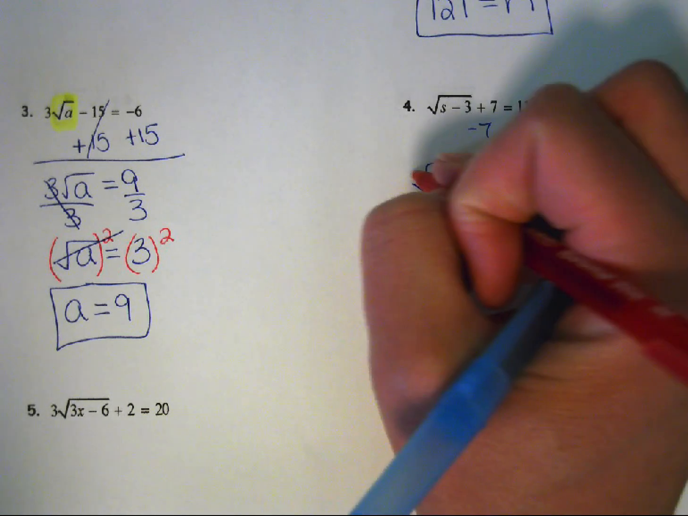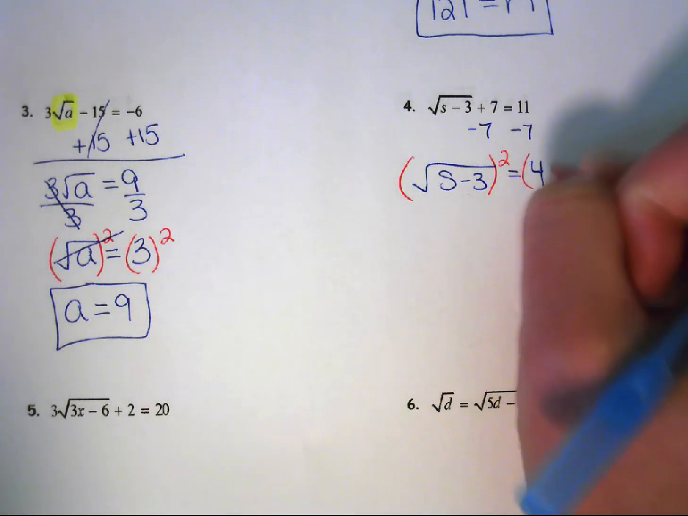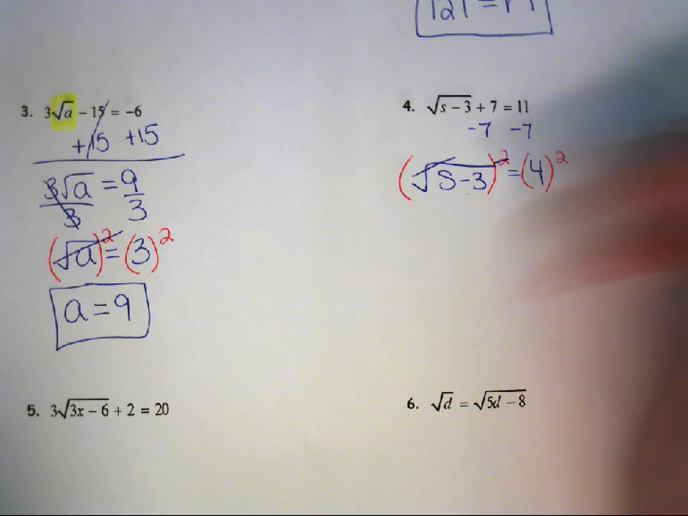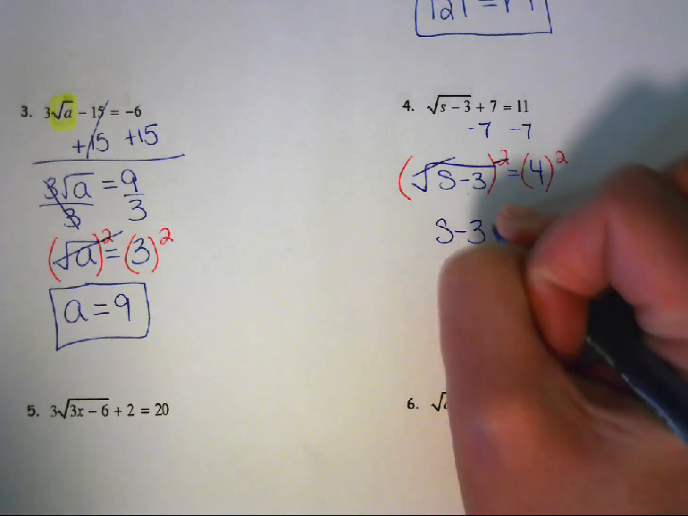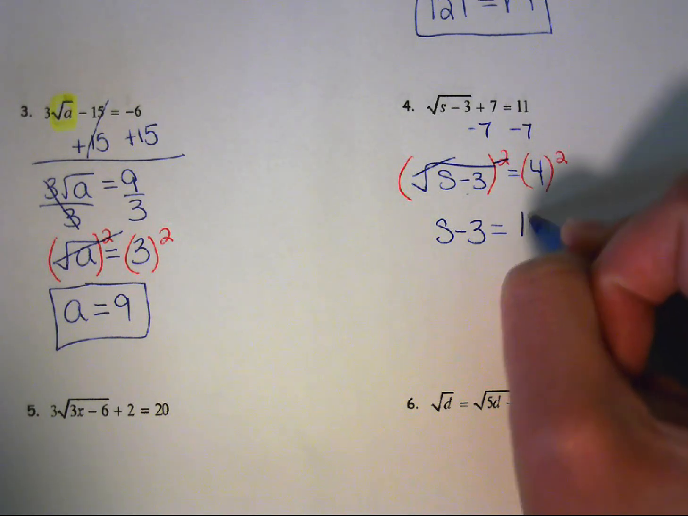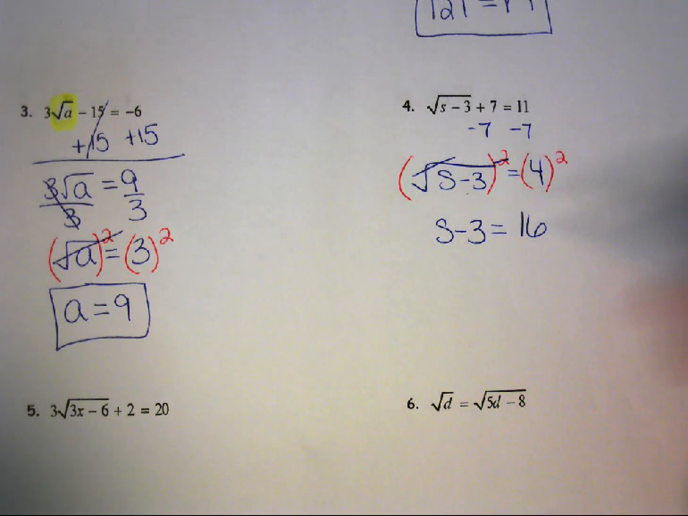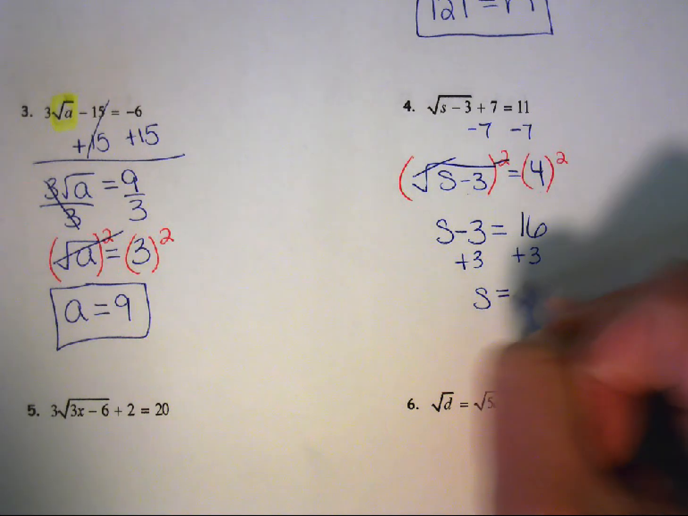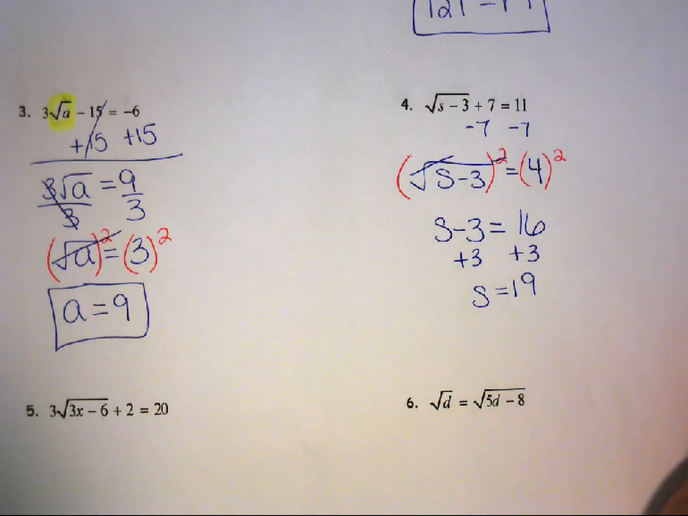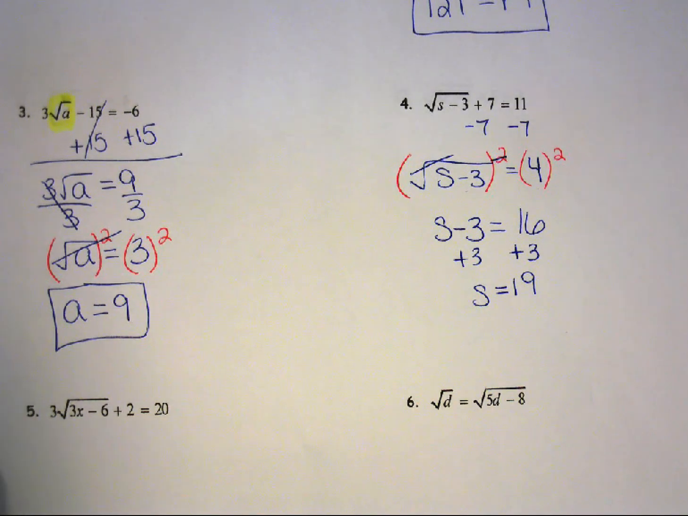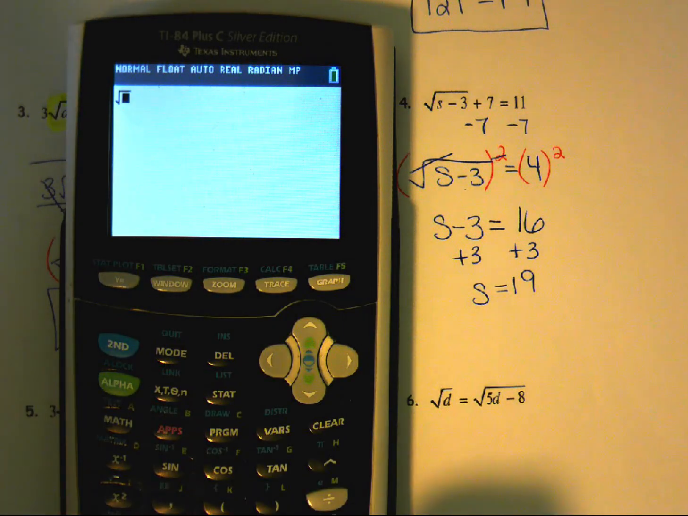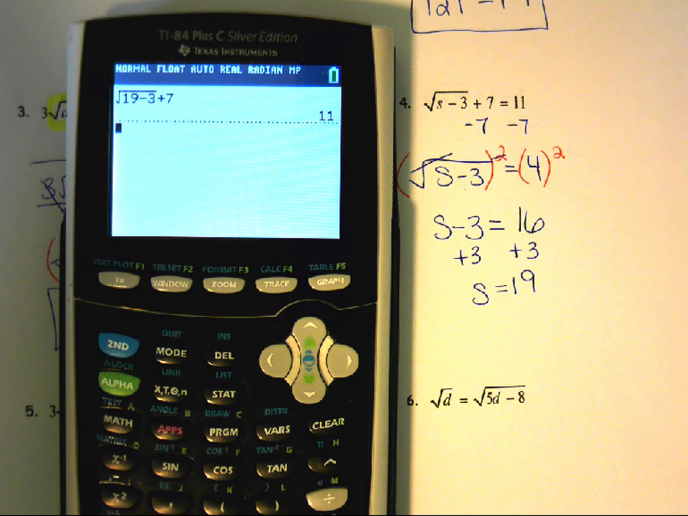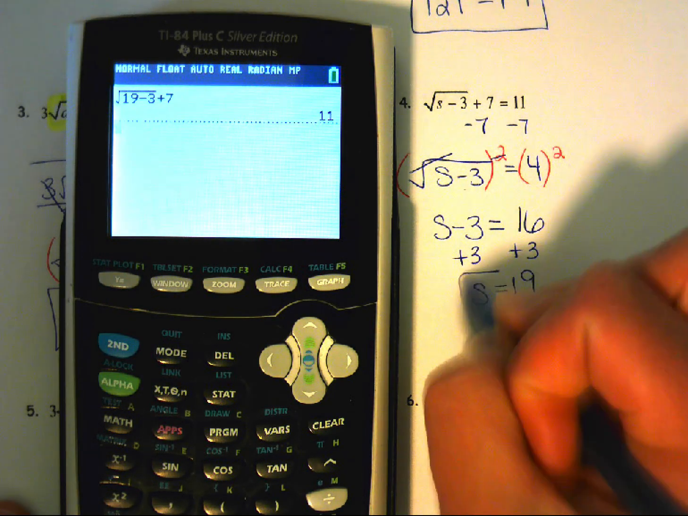Once I have the radical isolated, I'm just going to go ahead and square both sides. By squaring, I've canceled the radical, and so I have s minus 3. And then when I square this, I have 16. And then now all I have to do is just solve this. So I move the 3 to the other side. So that'd be 19. And now let's test it. And I hope I get an 11 back. And I do. So I know I've done it right.